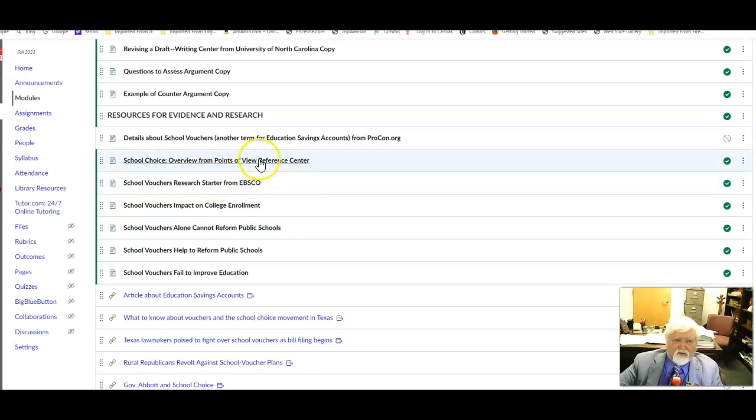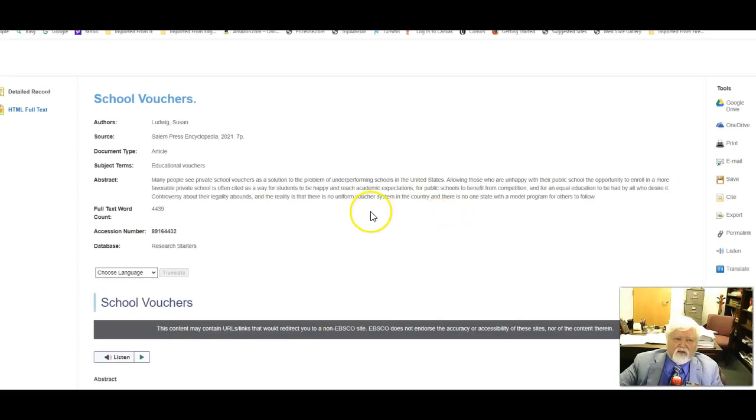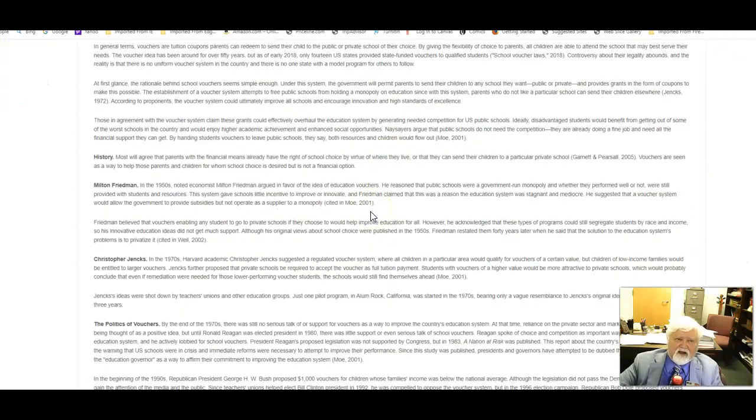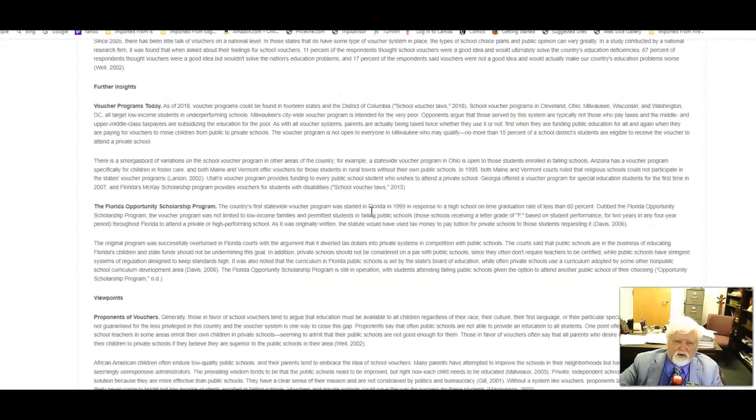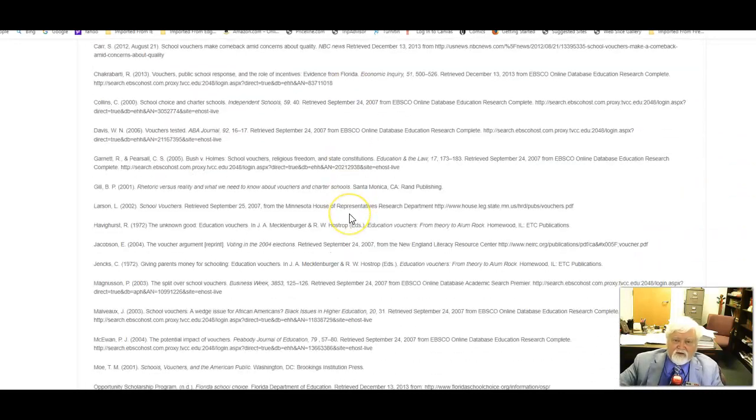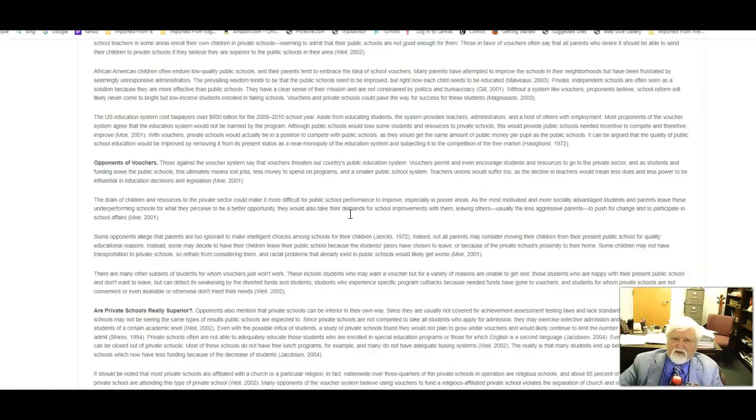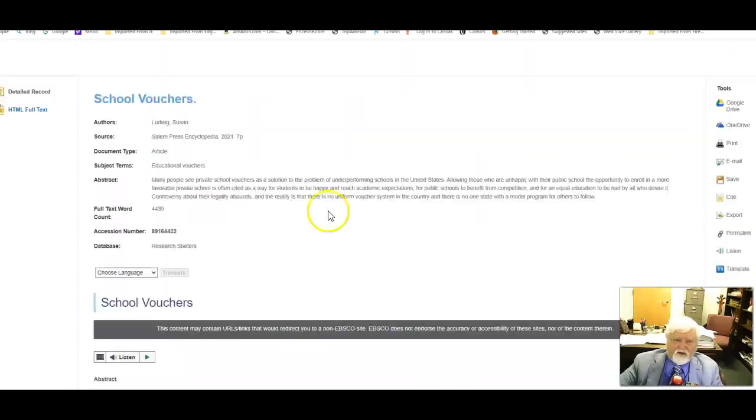And points of view, excuse me, that was points of view reference. This is the one from EBSCO. This is the EBSCO one, excuse me. And it's set up in a similar manner, showing you some details and links. And this one also will have some aspects to look at as you go through it. I went through it very quickly there, but it gives you some details.